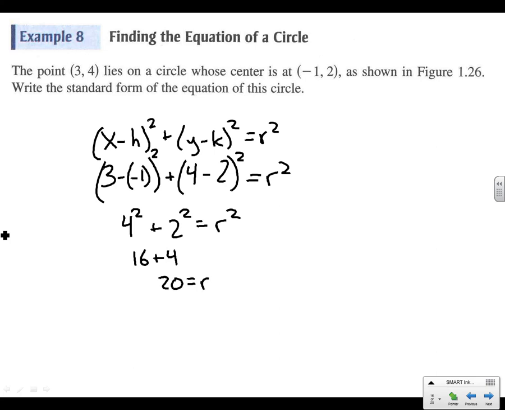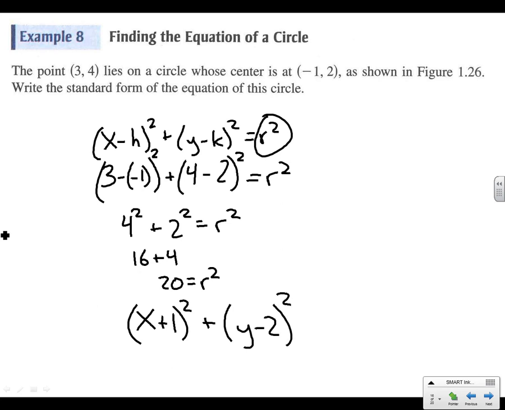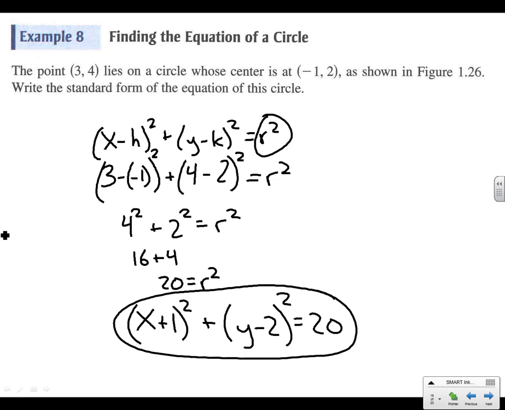20 equals r squared. Now your first reaction is to square root that and get root 20, but we don't need to square root it because the formula is actually asking for r squared. So we're going to rewrite this and be done here. For any point on the circle, it's (x minus -1) squared plus (y minus 2) squared equals 20. Okay, that's our standard form for this circle. We need to fill in values for the h value, the k value, and the r squared value. If we've done that, we've done it all.